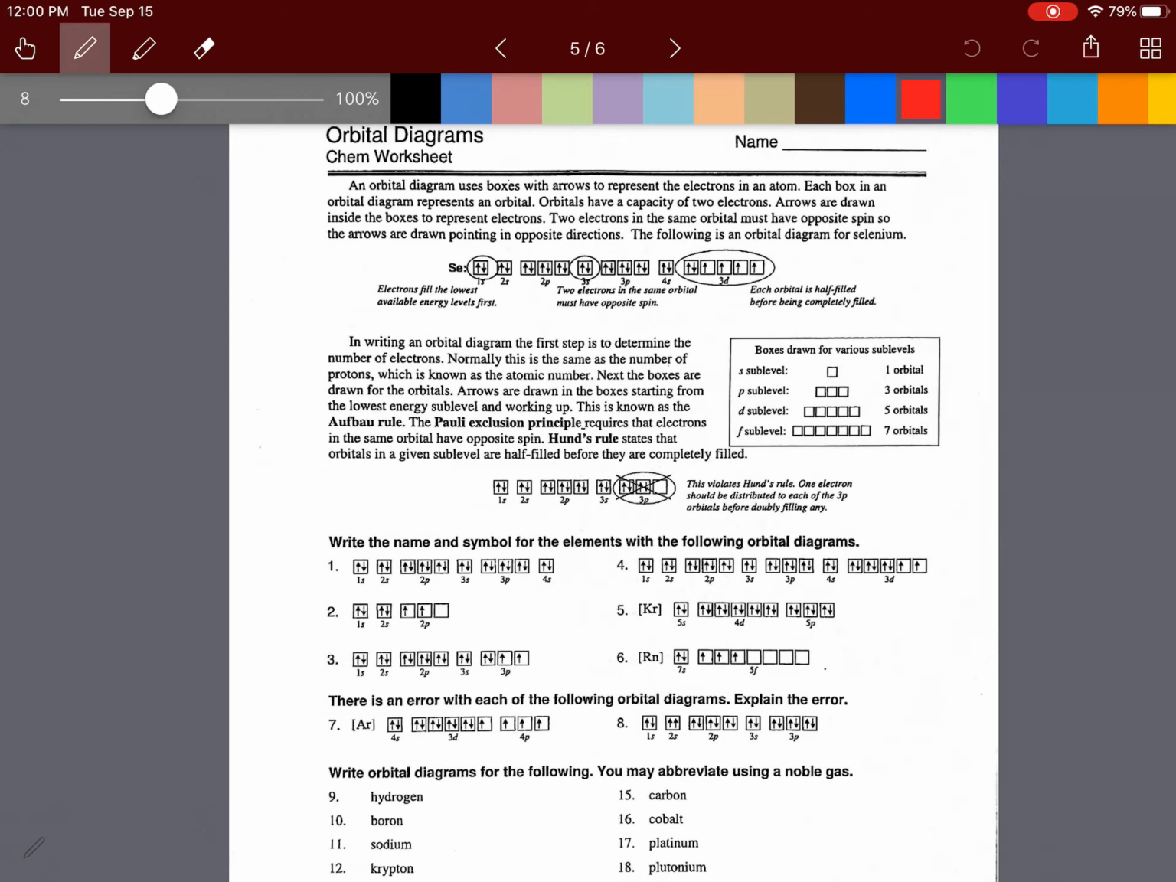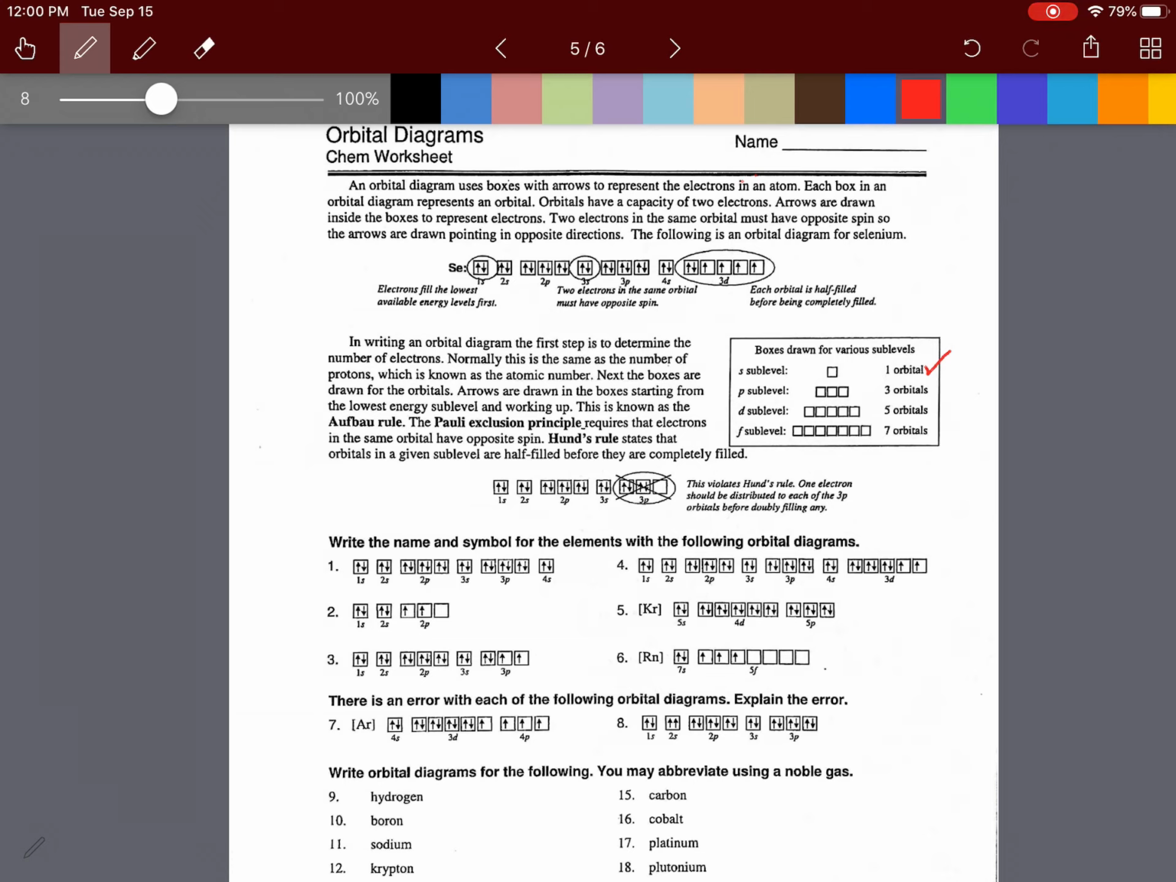And so it says an orbital diagram uses boxes, and remember you can use lines or you can use circles. And you're going to have arrows that represent the electrons in an atom. Each box in an orbital diagram represents an orbital. Orbitals have a capacity, but it's very nice.